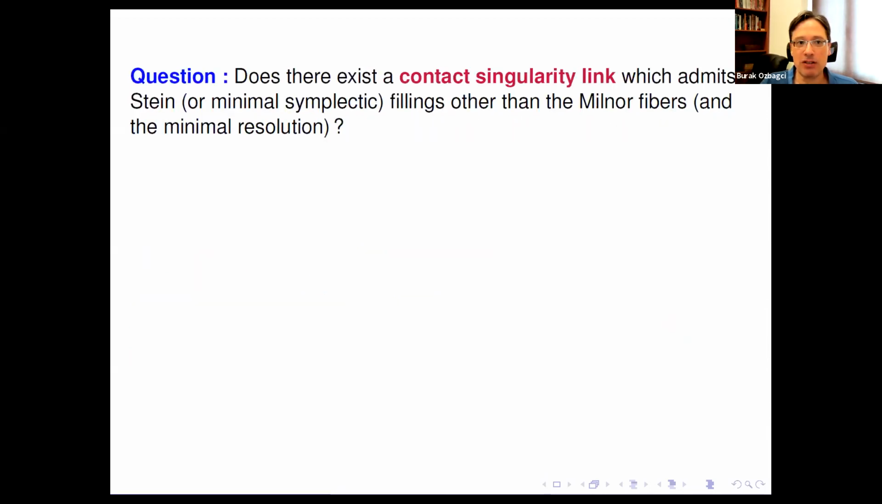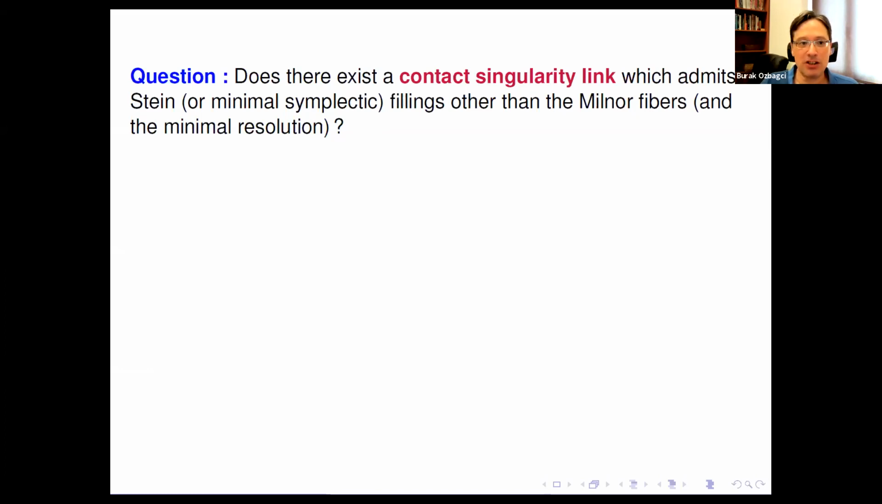A natural question arises. This was raised a while ago. Does there exist a contact singularity link which admits Stein or minimal symplectic fillings other than the Milnor fibers and the minimal resolution? How far can you go with symplectic techniques, but not using complex algebraic techniques? What is the difference in terms of their fillings?